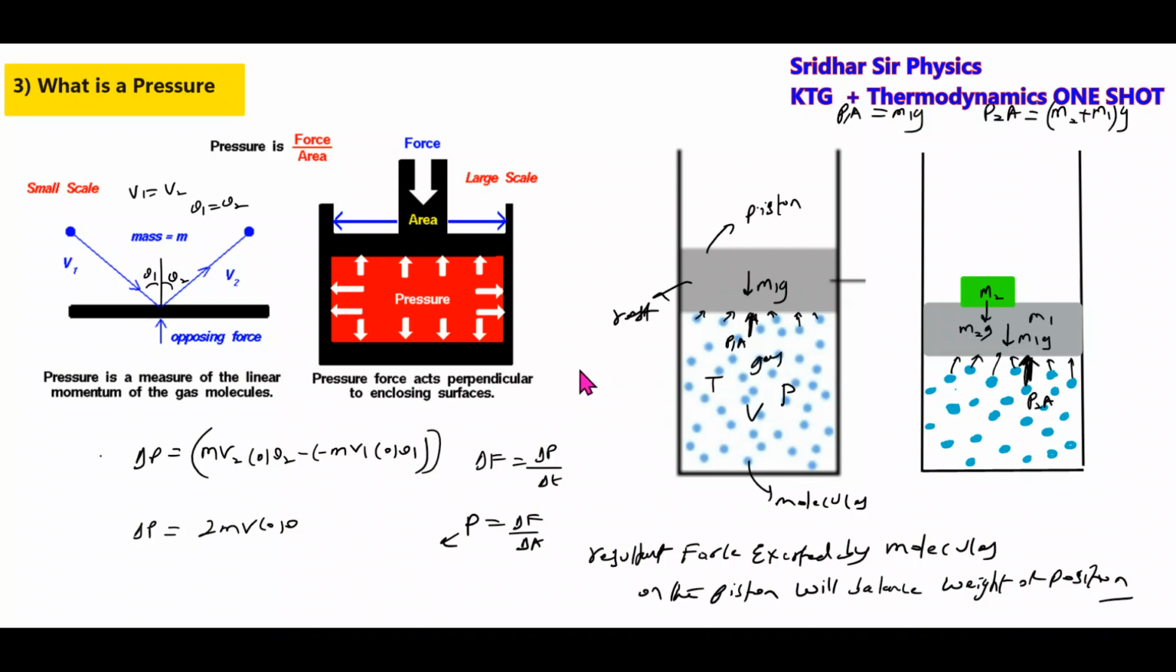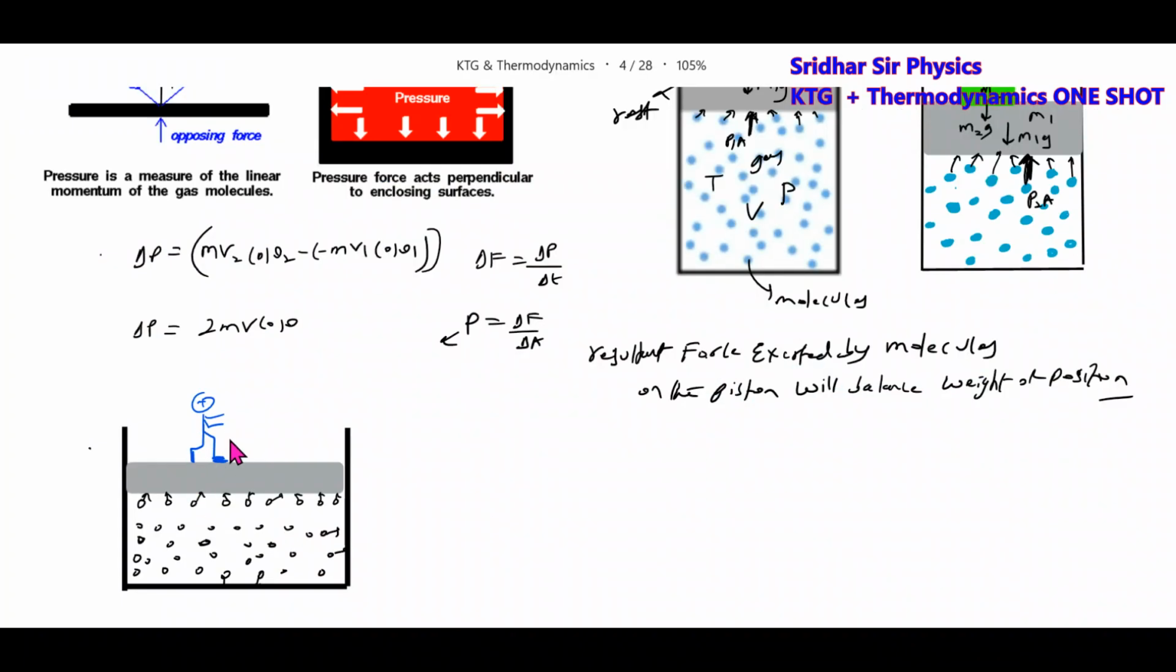Now this person is standing. Now who will balance the weight of the person? The pressure force. From where does this pressure force come? Millions of molecules, when they go and collide, they'll exert force. The resultant force will balance mg. So PA minus mg equals 0. This is the beauty of KTG. Try to understand this one.